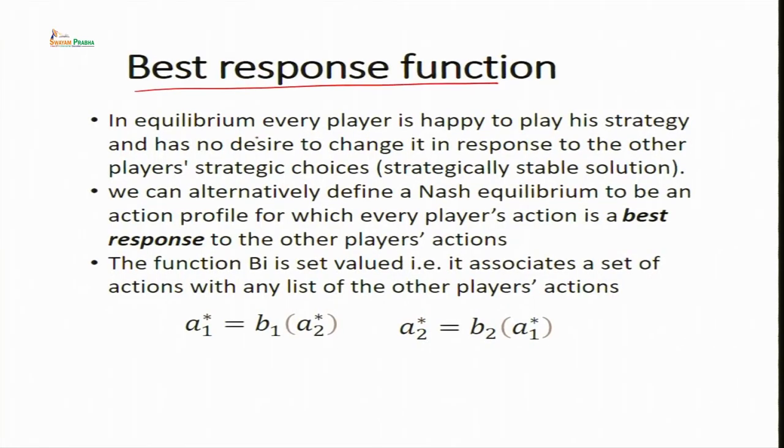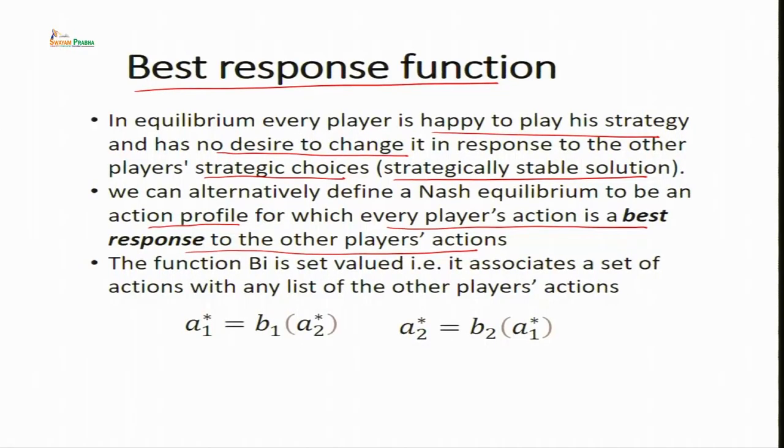Basically, in equilibrium every player is happy to play their strategy and has no desire to change in response to the other players' strategic choices. As I already told you, there is no benefit in changing his or her action to something else. This is the definition of Nash equilibrium. We can call this a strategically stable solution. On the same lines, we can define Nash equilibrium as that action profile for which every player's action is a best response to the other players' actions. Best response is the response which gives the highest payoff to that player.